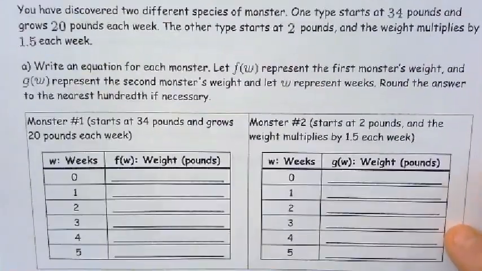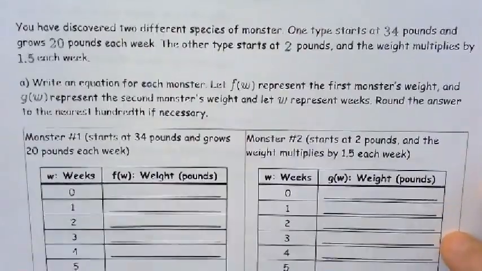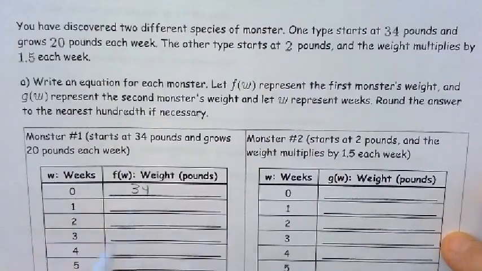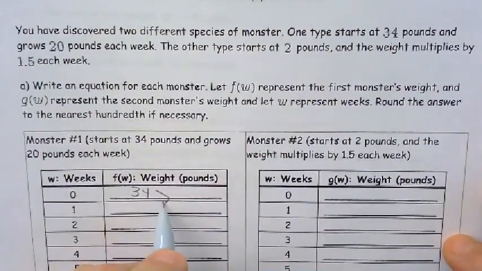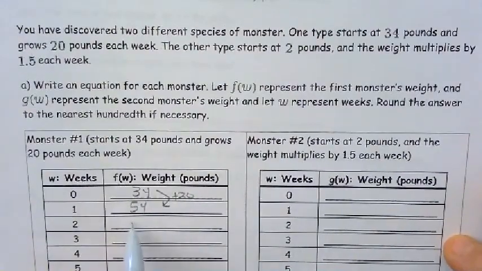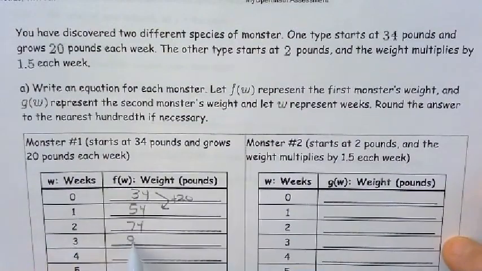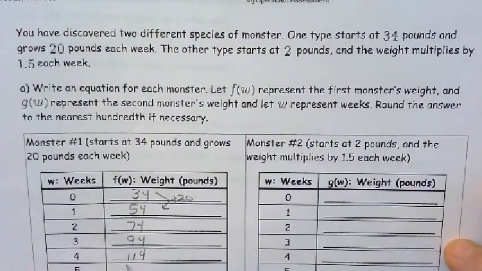Alright, so I'm just going to fill out a table here before I write the equation. So the first one starts at 34 pounds and it increases by 20 pounds each week. So basically I need to add 20. So that's going to be 54. Add 20 again, 74, 94, 114. If I add 20 to that, and 134.